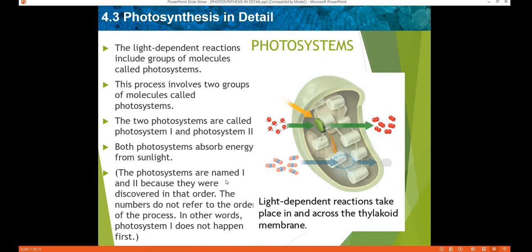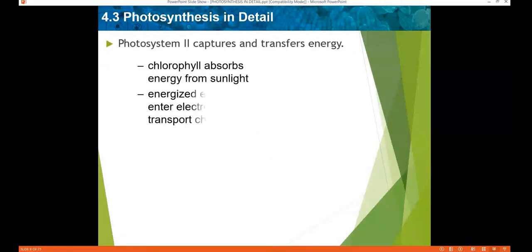The photosystems are named 1 and 2 because they were discovered in that order, and the numbers do not refer to the order of the process. In other words, photosystem 1 does not happen first. It's only the name given to them, but they can happen in any order. Photosystem 2 can happen first and then photosystem 1. It's only the name given.